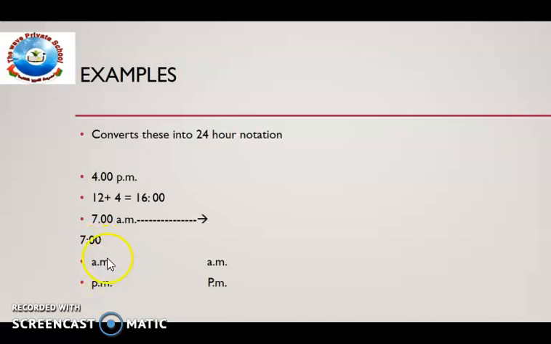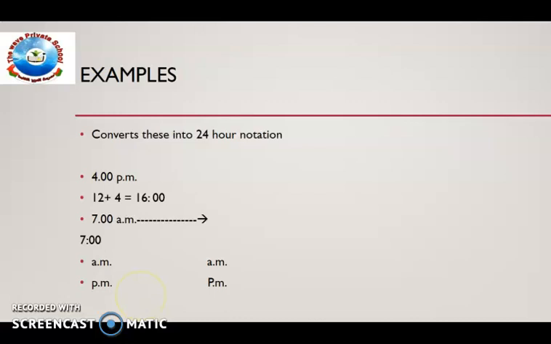And see what I write here, AM, or how you can write A.M. This is the format of writing AM. You can't write it as AM bus. You have to write A.M. and P.M. So this is how you can write AM or PM.